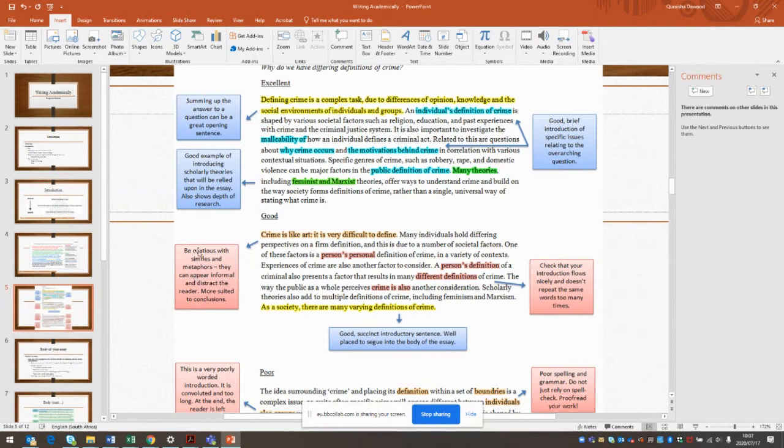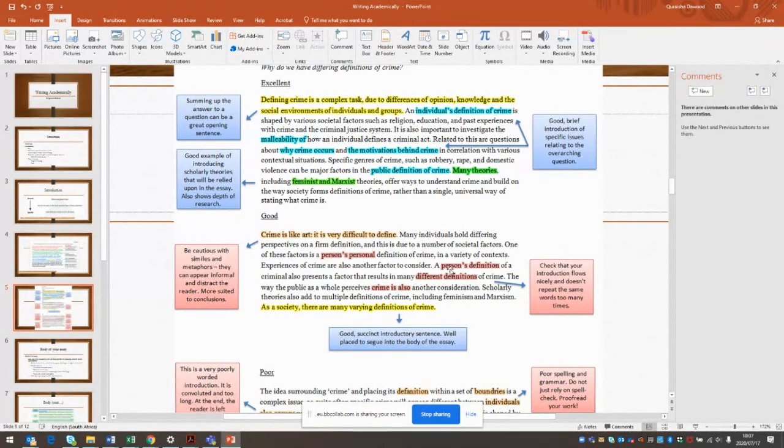Okay, here you can see that many individuals hold differing perspectives on a firm definition, and this is due to a number of societal factors. One of these factors is a person's personal definition of crime. You can see here person's personal makes it a bit difficult to read. It shows the person hasn't really got the way of writing down yet. Maybe they haven't read it to themselves. This compared to an individual's definition, the individual's definition would be better suited here.